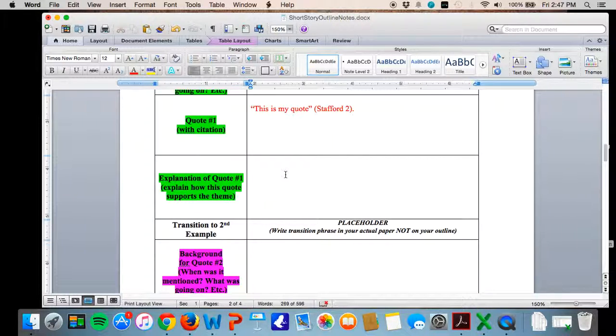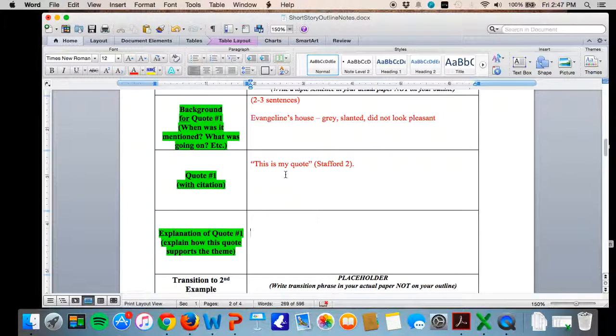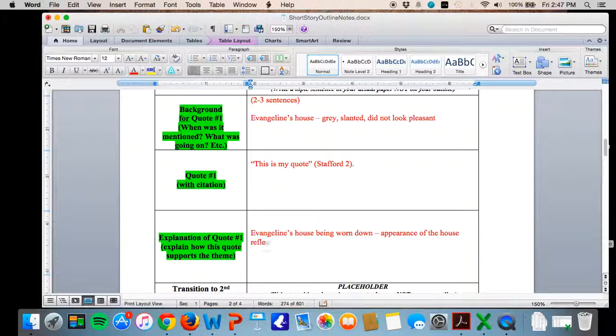You could do it along the lines of, the example shows the theme here because Evangeline's house, the fact that it was worn down, does show that she's living in a really bad state, that the appearance of the house reflects that she wasn't living in the best conditions, and because of that she had to struggle to survive.